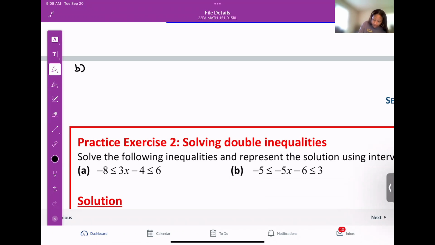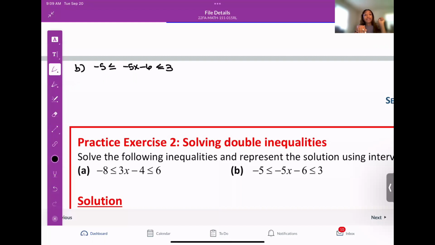All right, so this is -5 is less than or equal to -5x minus 6, which is less than or equal to 3. So if you look at this, it's really two problems. -5 is less than or equal to -5x minus 6. And then the other one is -5x minus 6 is less than or equal to 3. But we can solve them both at the same time by trying to isolate the x in the middle, okay?